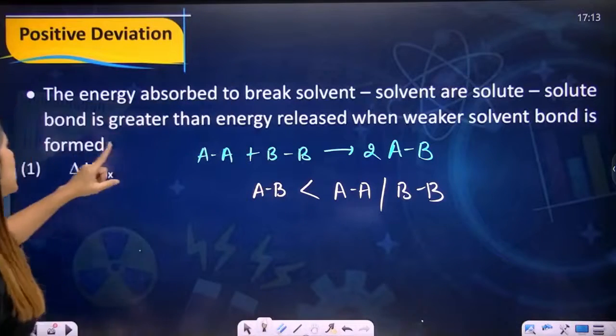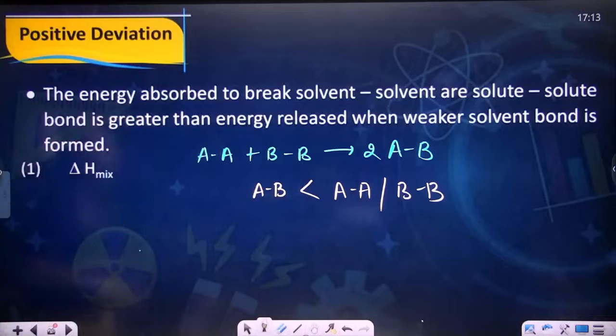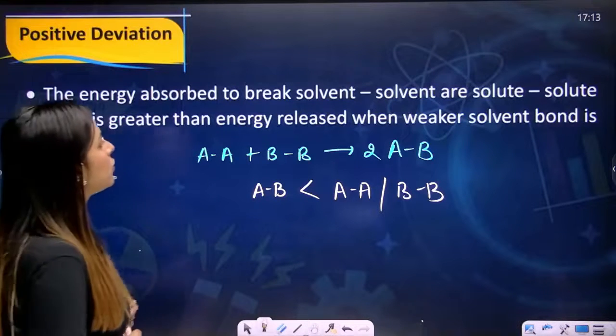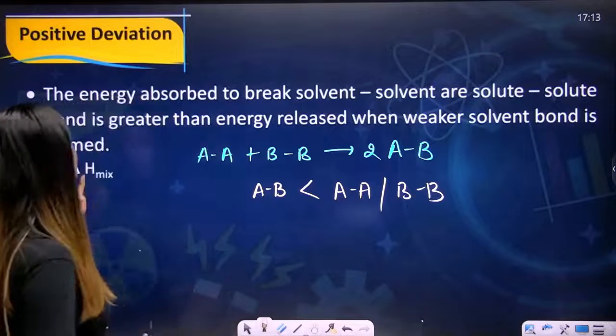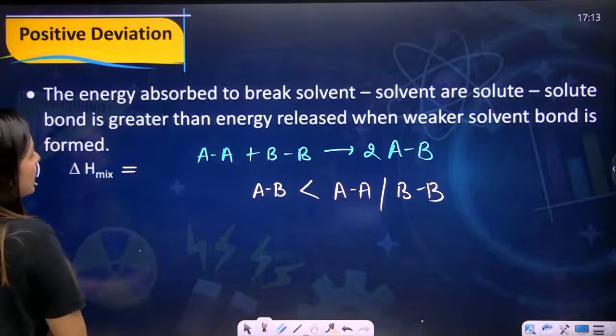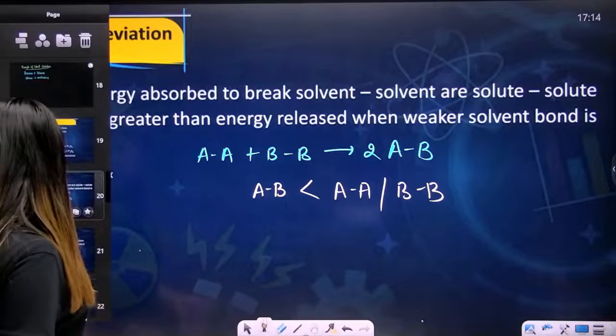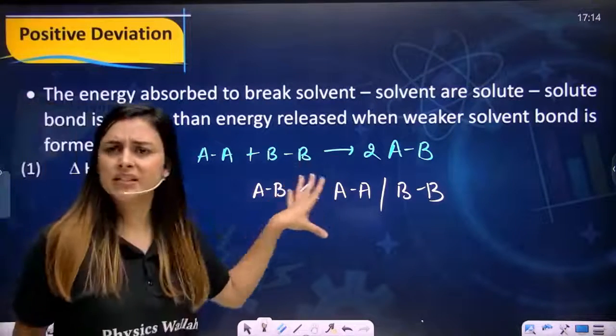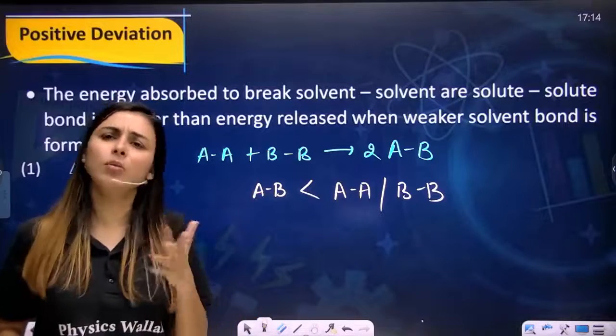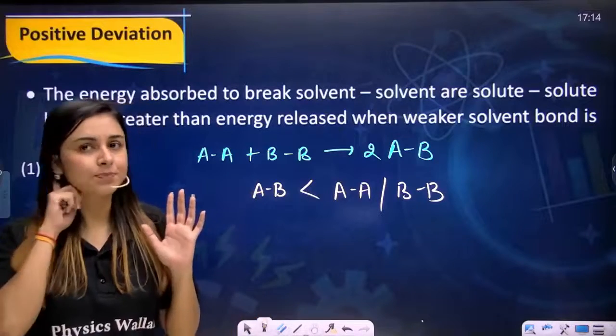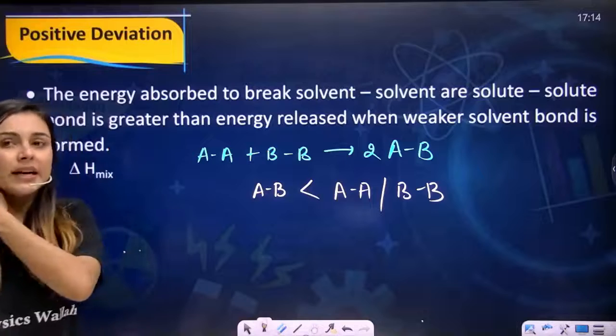Okay, let's see. The energy absorbed to break solvent and solute bonds is greater than the energy released when weaker solvent bonds are formed. From here you can say that delta H mixing will be positive. Okay, directly they've talked about delta H mixing. I hope it is clear about the interactions. Now we can talk about all the mixing part. Now let's talk about delta H mixing.